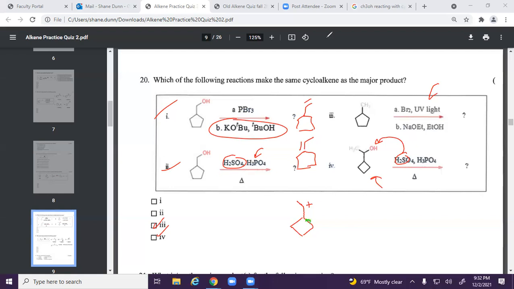So this bond right here disappears, and this guy forms with that guy. And you'll get a positive charge right there, right? Which will cause the double bond to form right there. So that's what 4 makes. Does that kind of make sense?